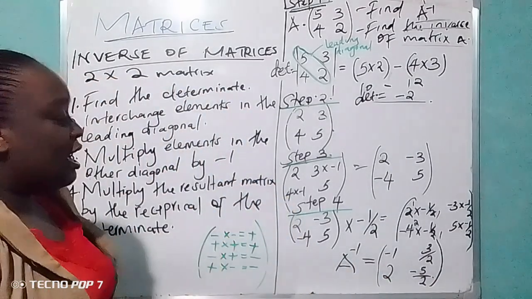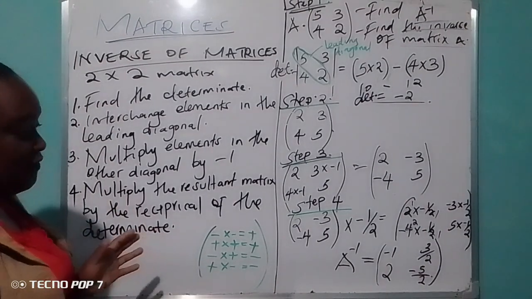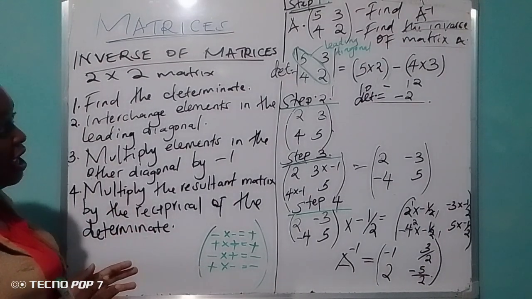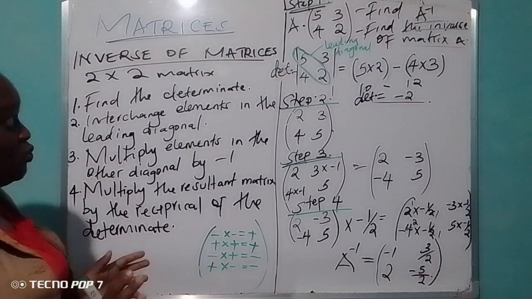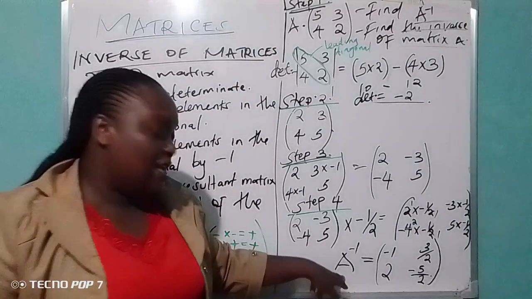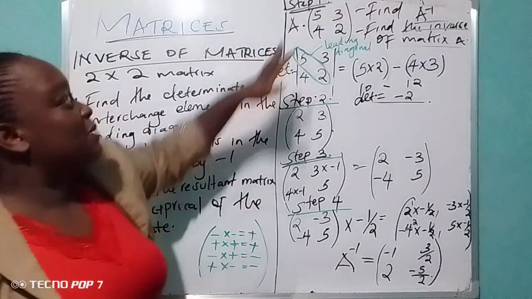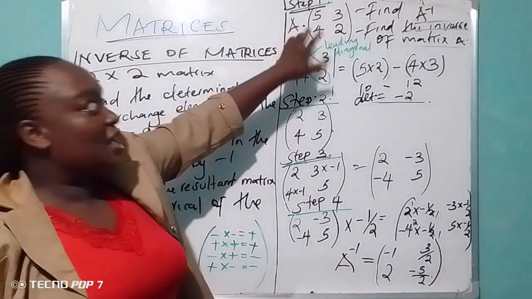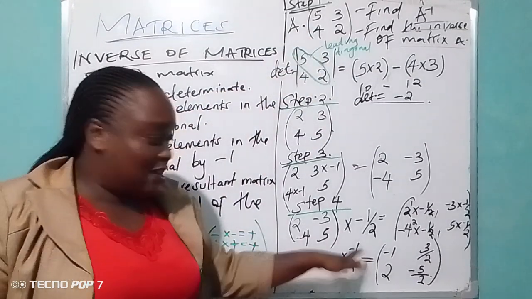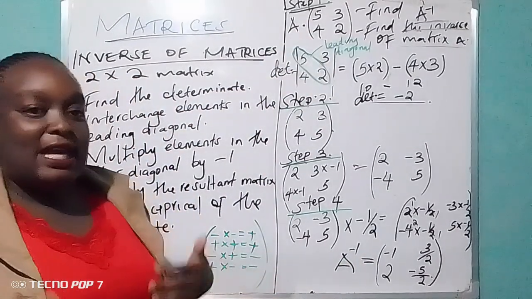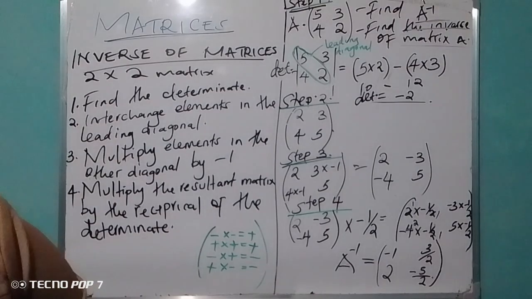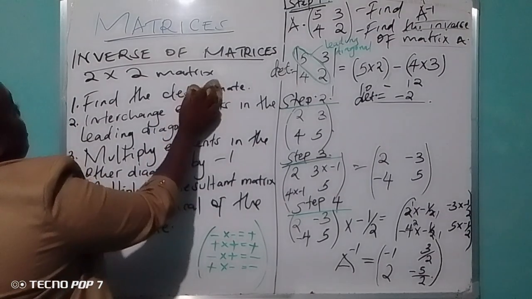So we have found that there is something small that I want us to do. We have A and we have A inverse. We want to see if we multiply matrix A by matrix A inverse, what do we get? So that is something I want us to do.